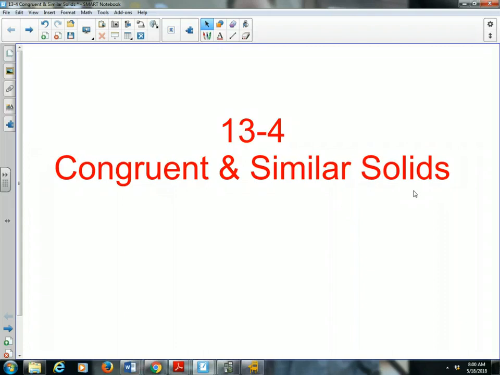Isn't that exciting? This is 13.4 and it is a doozy. You'll have a lot of fun with this one. It is congruent and similar solids.